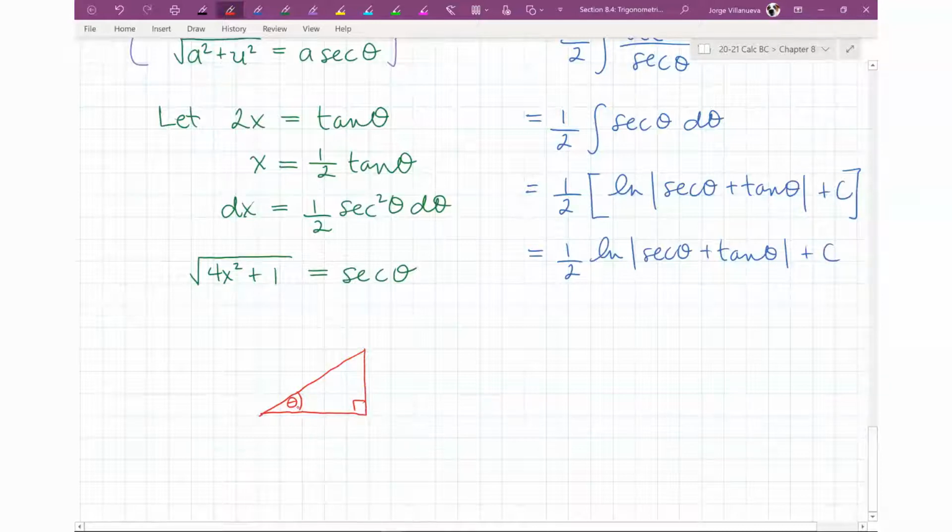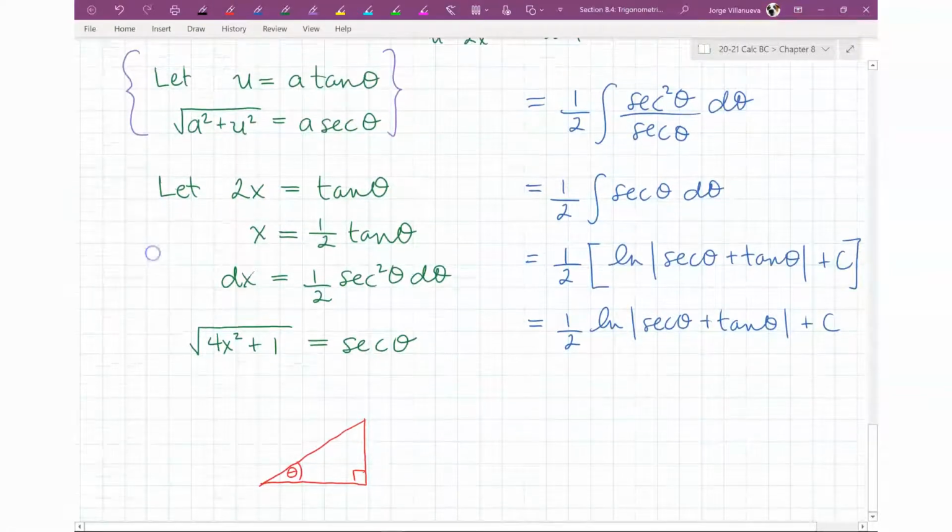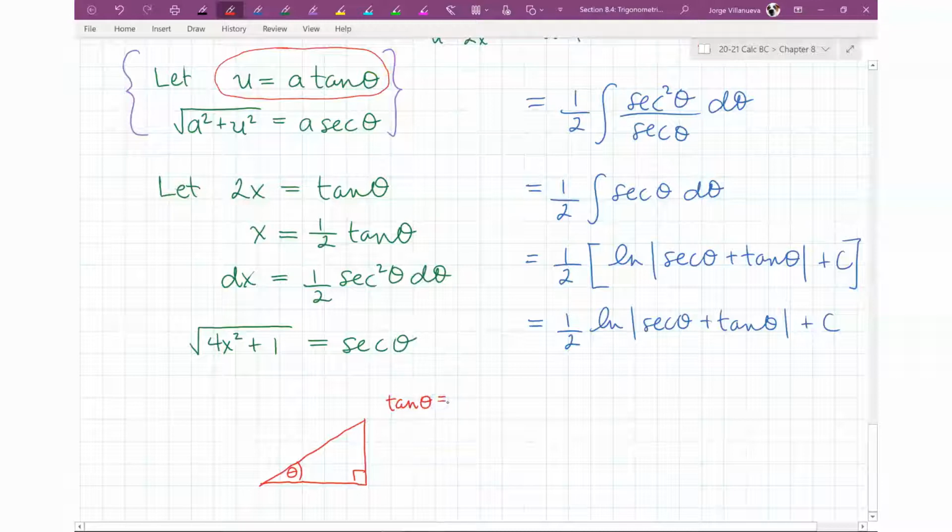Now remember, my definition here, I'm going to circle it here. Actually, let me go back up a little further. u is equal to a tangent theta. That means that tangent of theta is equal to u over a. Okay, u over a. Now u is 2x and a is 1. Okay, so it's opposite over adjacent. That'd be 2x, 1, square root of 4x squared plus 1. That's the way it goes.